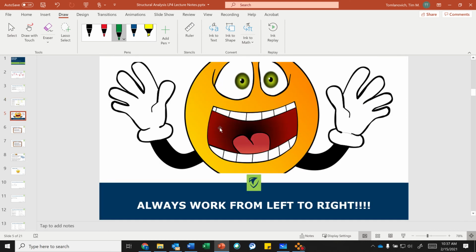So we always want to work from left to right. Okay, like you're reading a book, work from left to right. You can work from right to left, but your answers will be the opposite. So always work left to right.